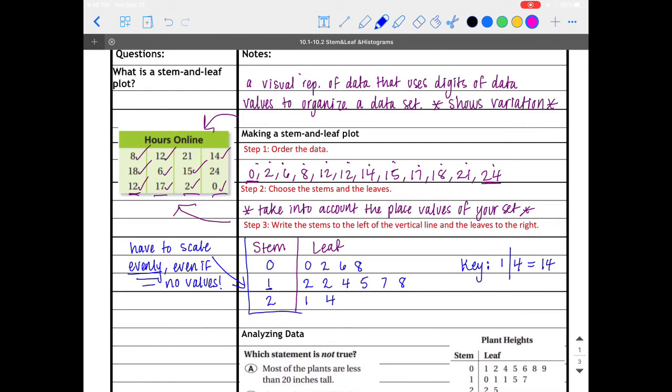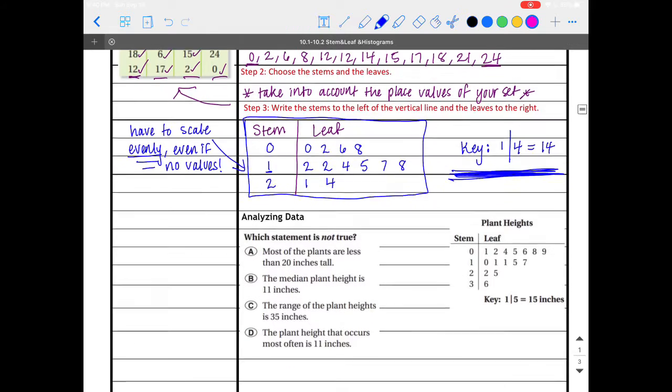It's literally that simple. This is our stem and leaf. I'm going to just put a box around it so you know what that is. And then we're always going to have a key, just like we made over here, which gives our audience, whoever's looking at it, the example of what place value that represents. Okay? So let's try to analyze some data now.